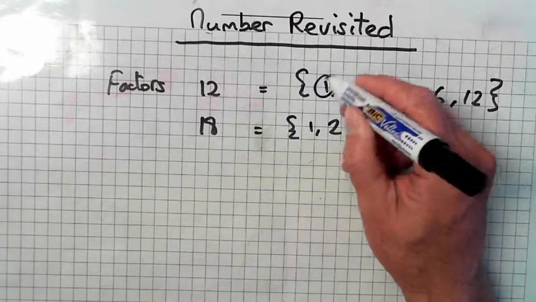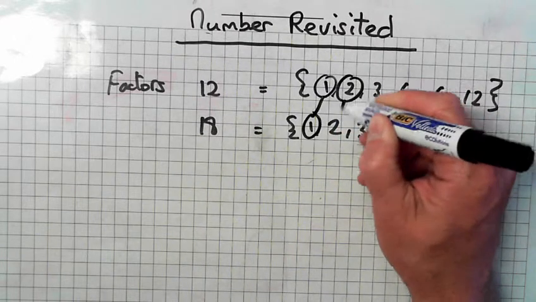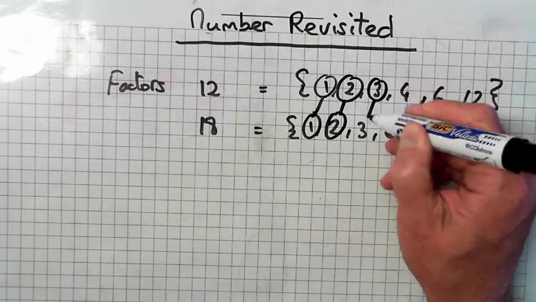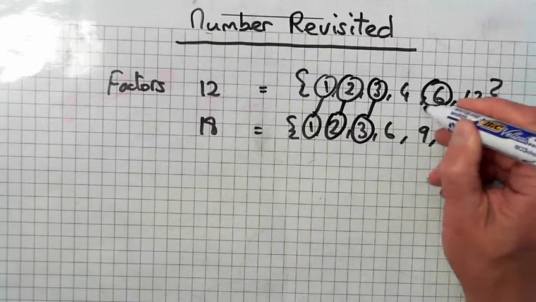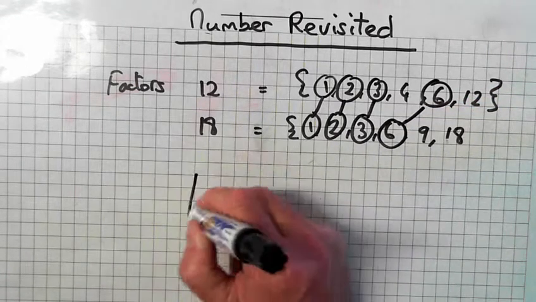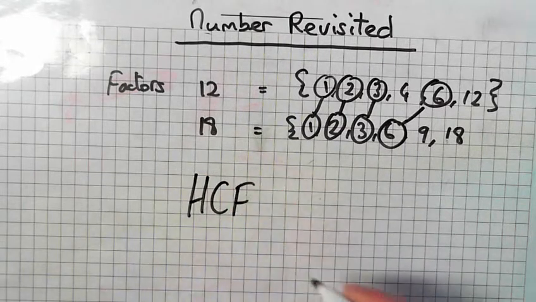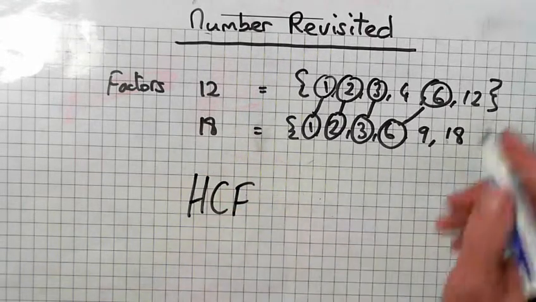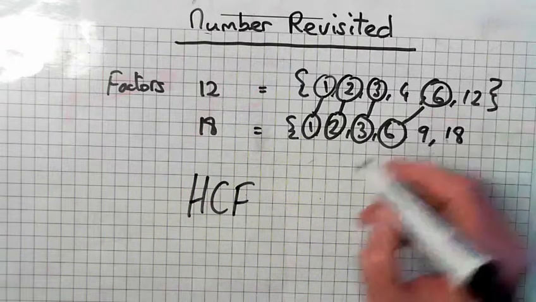What are the common factors? The common factors are 1 and 1, 2 and 2, 3 and 3, 6 and 6. They're the common factors. What's the highest common factor? The highest common factor is 6.